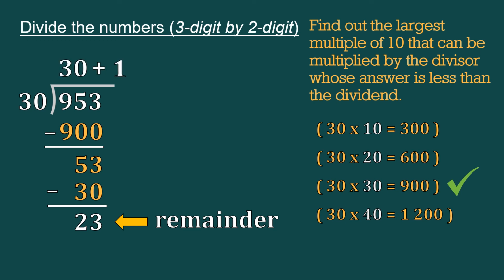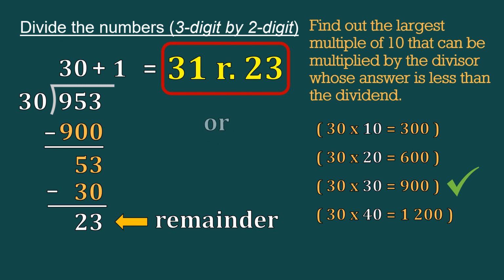30 plus 1 is equal to 31. Since we have a remainder, we write the remainder 23 beside 31. The final answer is 31 remainder 23, or 31 and 23 over 30.